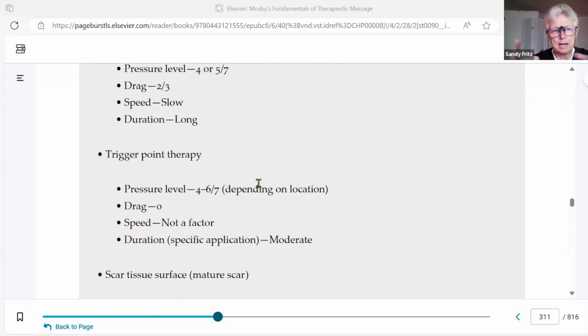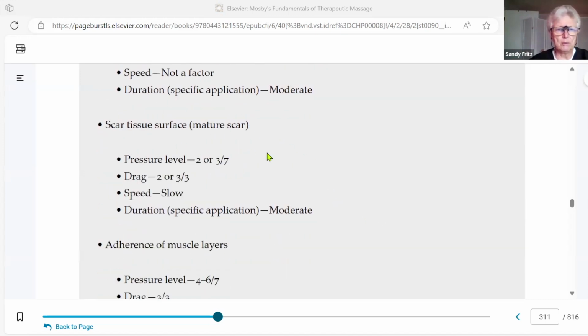If we're going to dive down and do a point type compression, you can see how it changes here. So the pressure levels increase. There's no drag. Speed is not a factor, but duration is. So you need to stay on that spot long enough for there to be a neurological change. So that's 3 to 5 seconds. Some people say much longer than that. 10 seconds is plenty.